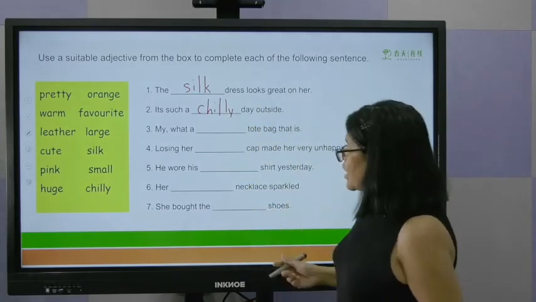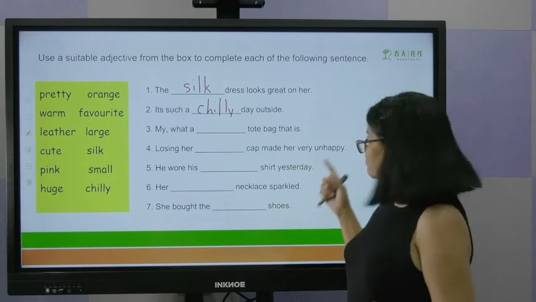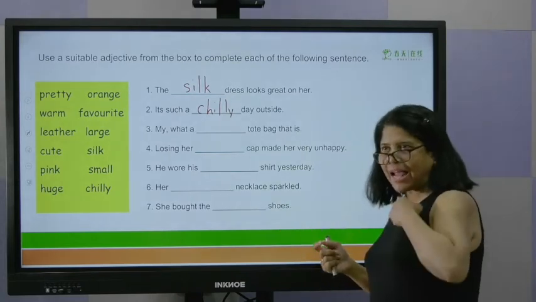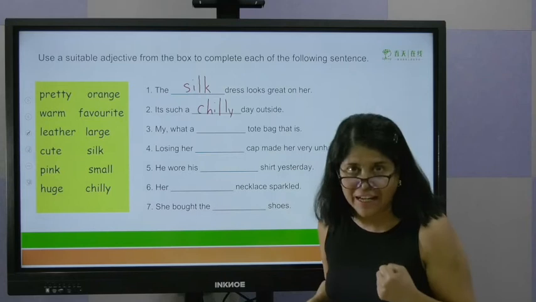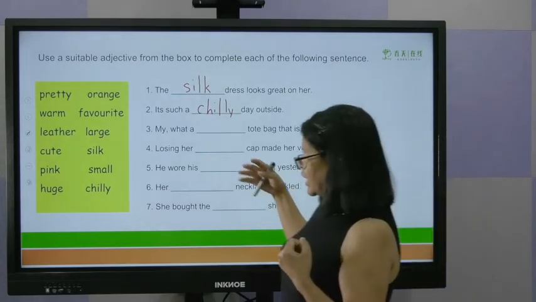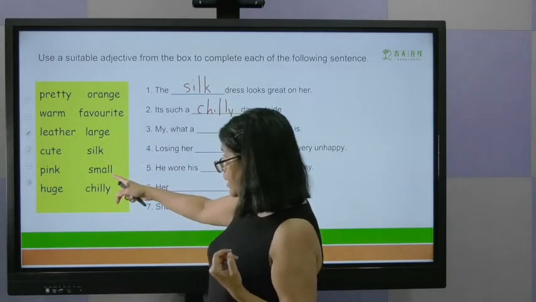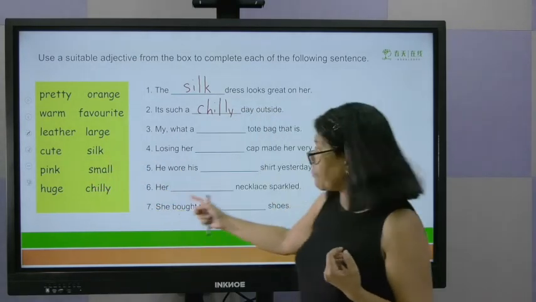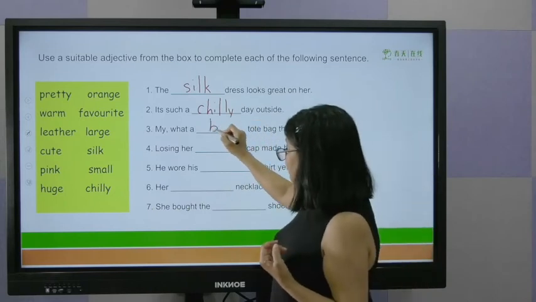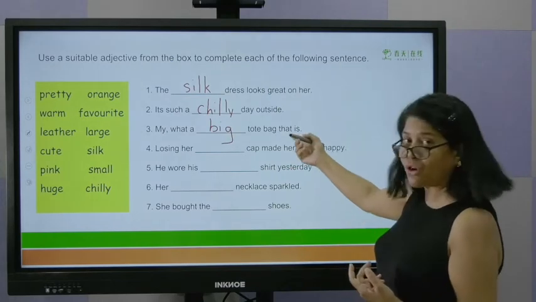The third sentence, my, what a like tote bag. That is, a tote bag is a bag that people like to put a lot of things in. So what can we say about bags like that? For bag, you may be able to use large, you may be able to use small. I will put big here, but if you think it's small, it's fine. It's also correct to describe the tote bag.